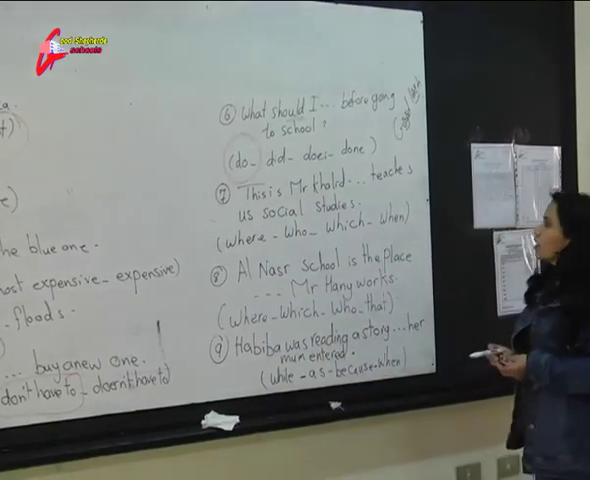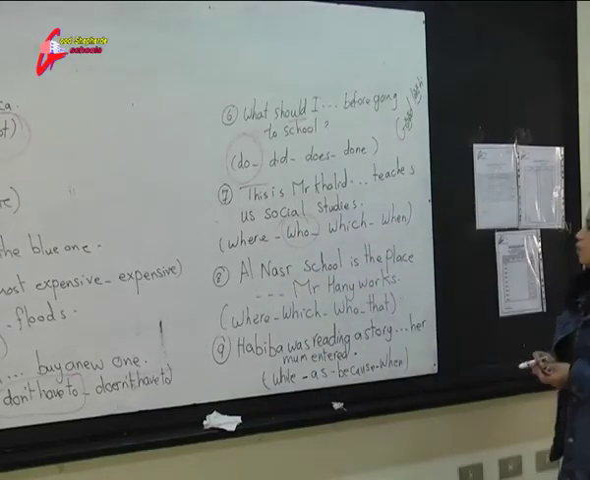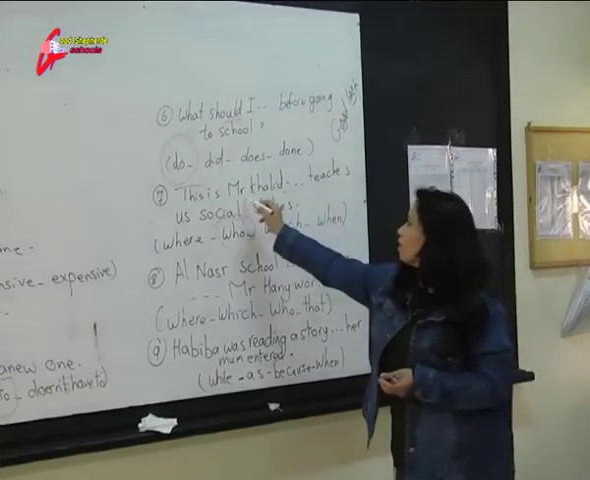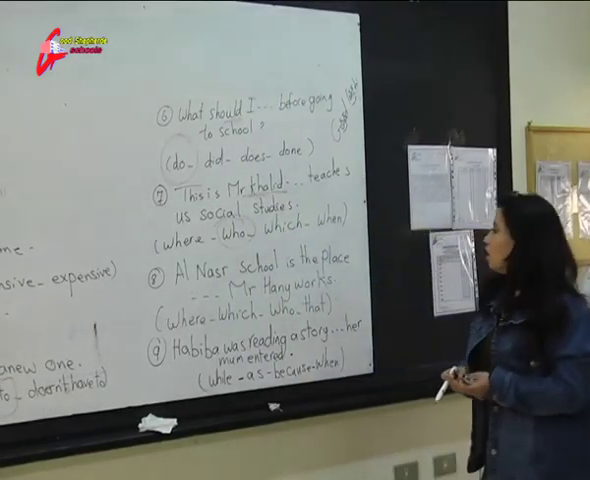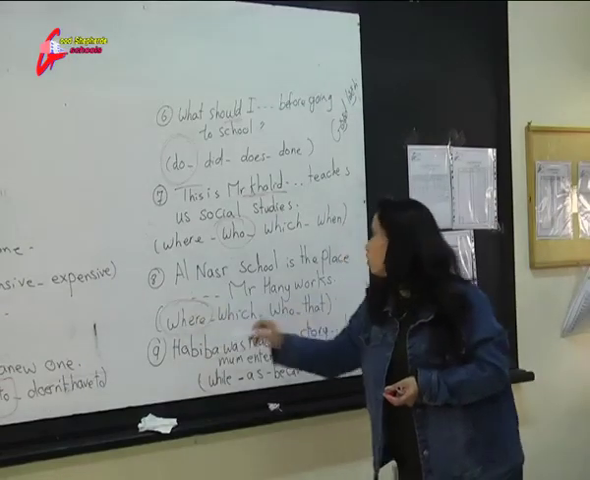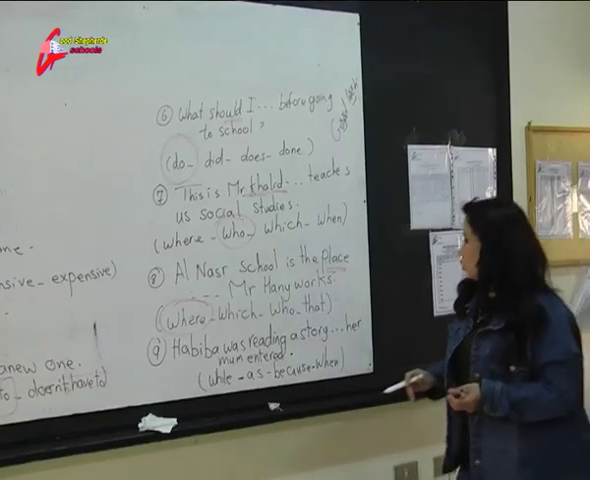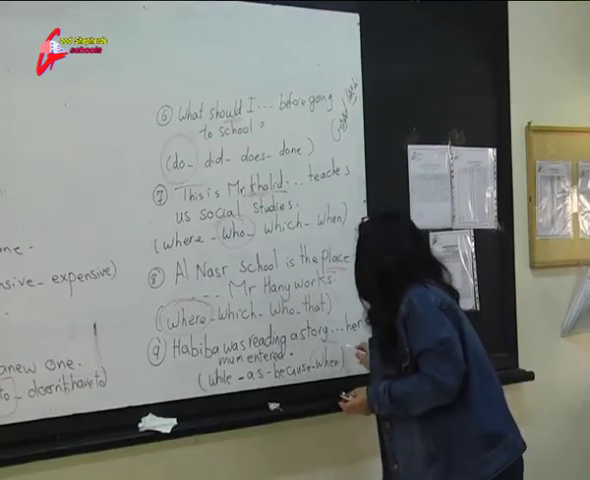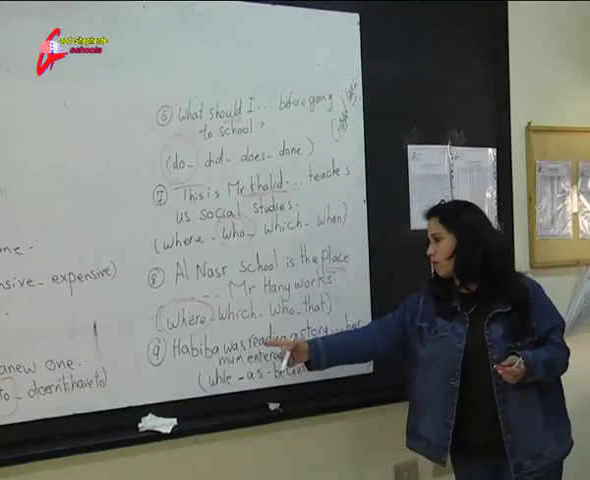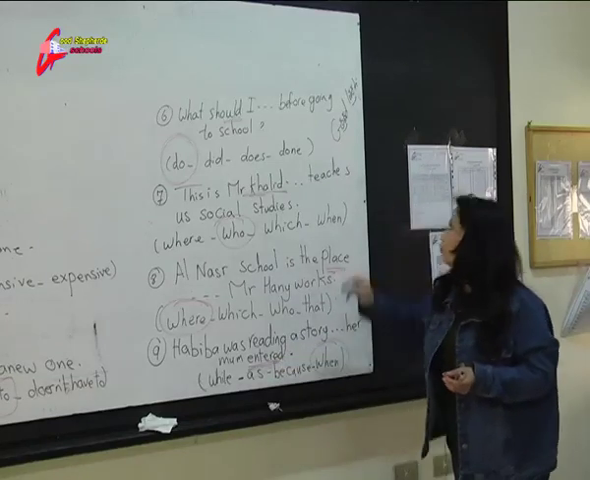This is Mr. Khalid, who, of course, because this is the relative pronoun that suits this sentence because we are talking about Mr. Khalid. Al-Nasr School is a place where, because we are talking about a place. Habiba was reading a story when, if you remember from what we explained, when and while, after while comes past continuous, but after when comes past simple. Wish you luck.